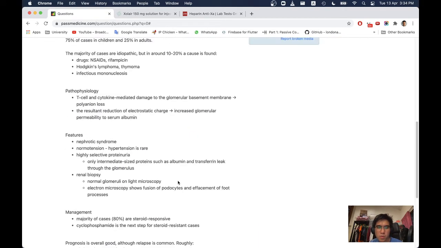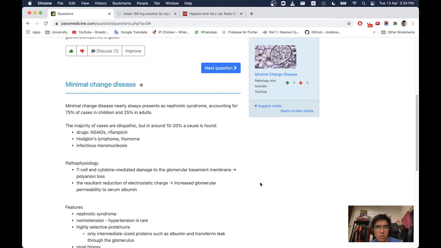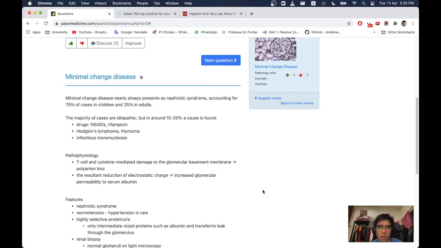Okay. So minimal change disease, some notes. Minimal change disease nearly always presents as nephrotic syndrome, accounting for 75% of all cases in children and 25% in adults. The majority of cases are idiopathic, but in around 10 to 20%, a cause is found. Causes include drugs such as NSAIDs and rifampicin, Hodgkin's lymphoma, thymoma, and infectious mononucleosis. Pathophysiology: T cell and cytokine-mediated damage to the glomerular basement membrane causes polyanion loss. What does that mean? It results in loss of electrostatic charge, increasing glomerular permeability to serum albumin.